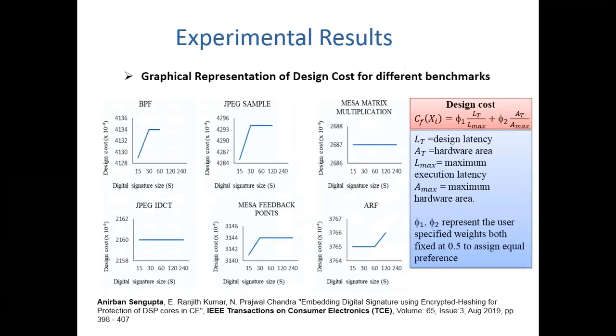In the experimental results that we conducted, we found that for any of the applications we tested, whether it's a bandpass filter, lossy image compression using JPEG, matrix multiplication, an autoregressive filter, or inverse discrete cosine transformation, the design cost does not change too much after a certain signature size. It becomes literally stagnant and saturated. Next slide, please.